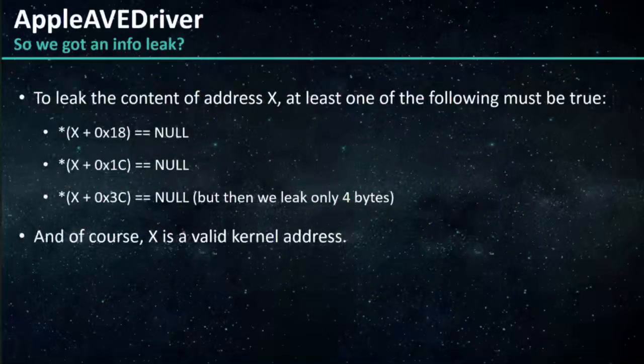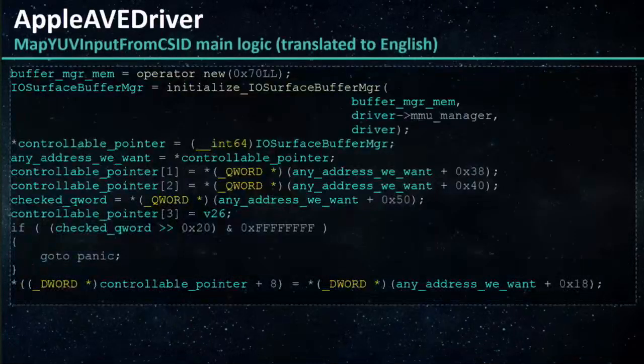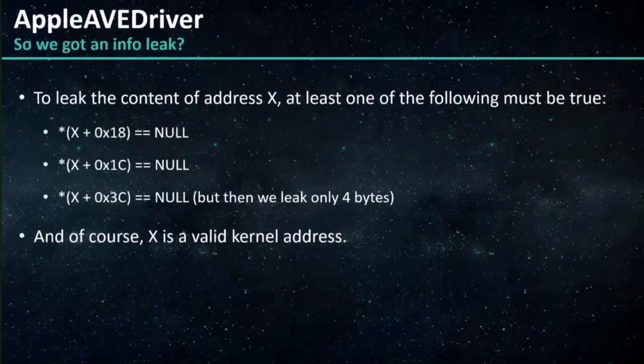So if we summarize the problem we have here, if we want to leak a specific address, at least one of those rules has to hold. Because if you want to leak address 100, we can take 100 minus 38, and then we have to make sure that that delta plus 50 is not 0, and that's the summary of our primitive. If at least one of those addresses is not null, we can leak any address. And of course, because this is just dereferencing kernel memory, X has to be a valid kernel address.